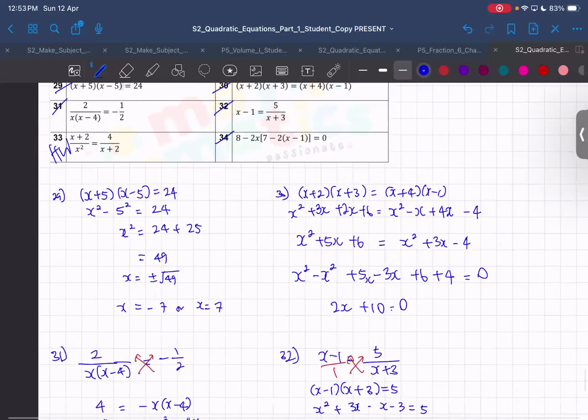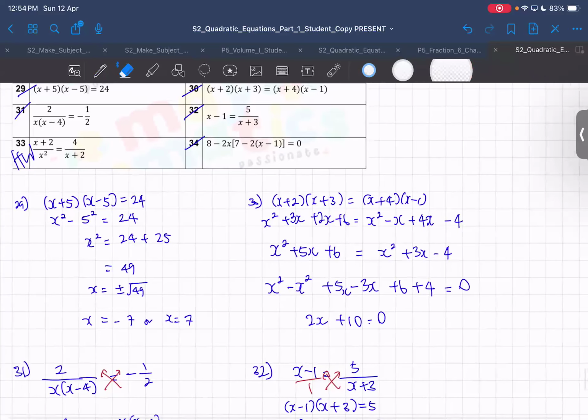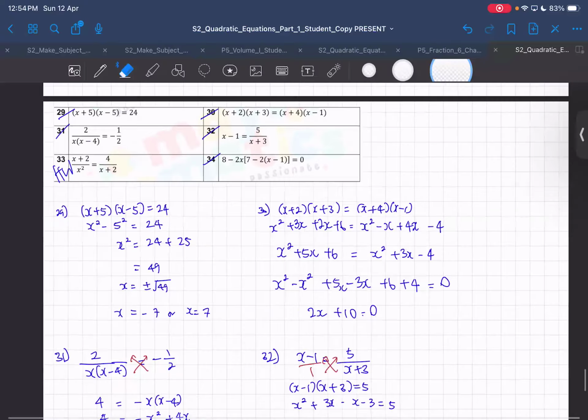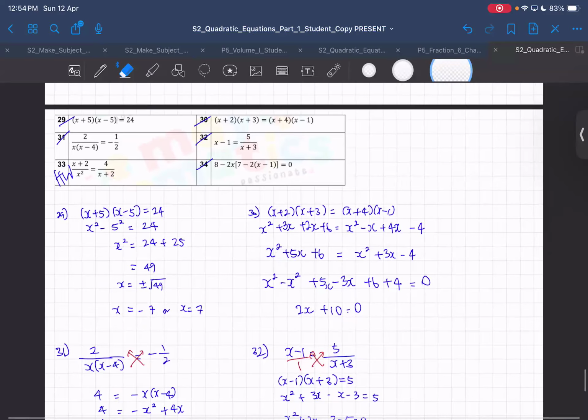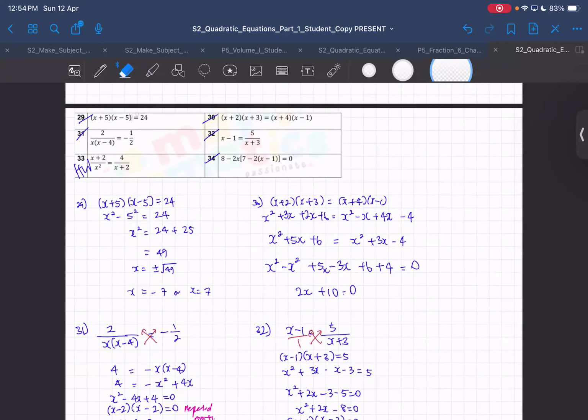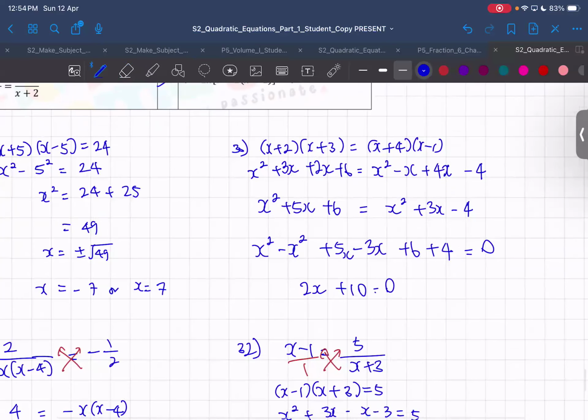Wait, what question is that? Question 30. Yeah, but on my paper 30 is x equals minus 5. Where did you get all that from? That one is the final answer. Oh. Hey, don't get confused. Okay, so question 30 is x equals minus 5.